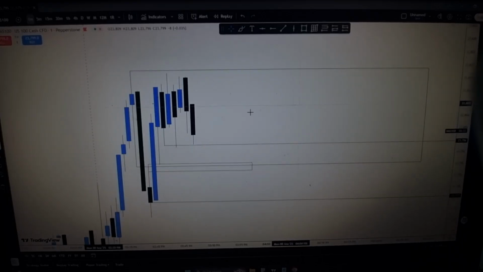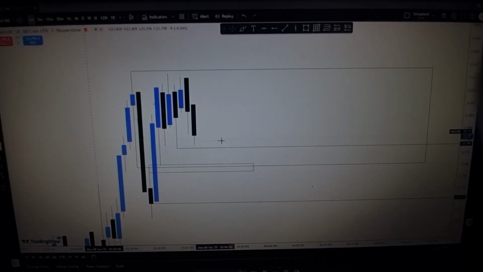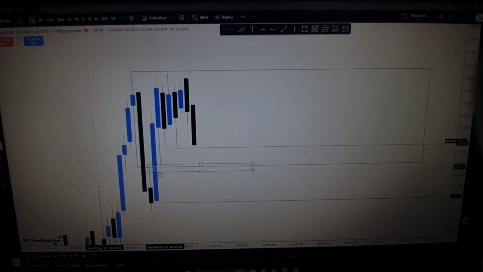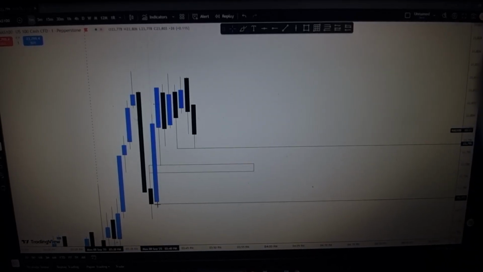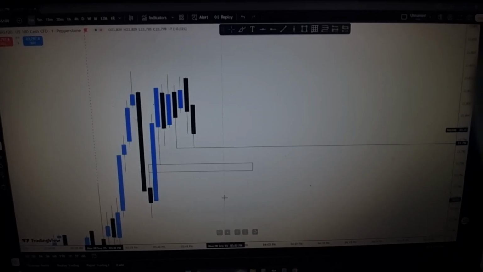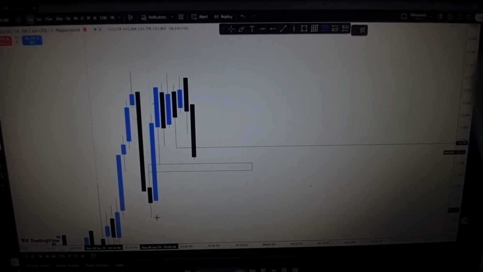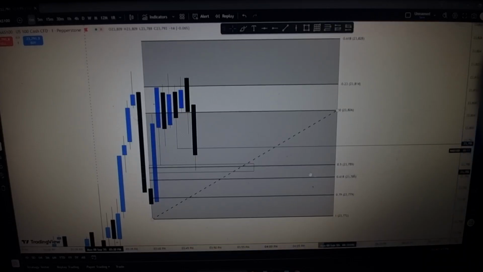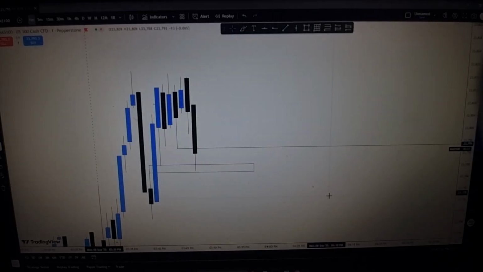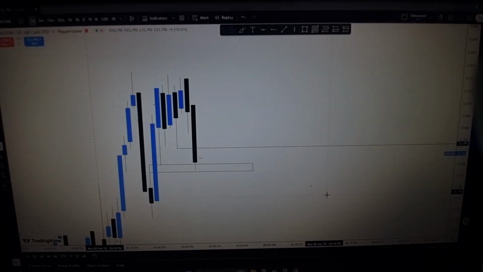Okay, so this is the low we want to break, and this is the fair value gap we want to inverse over here. Okay, and this is the point I wanna close below the 79 extension over here. Okay, so we definitely gonna have to wait and see.